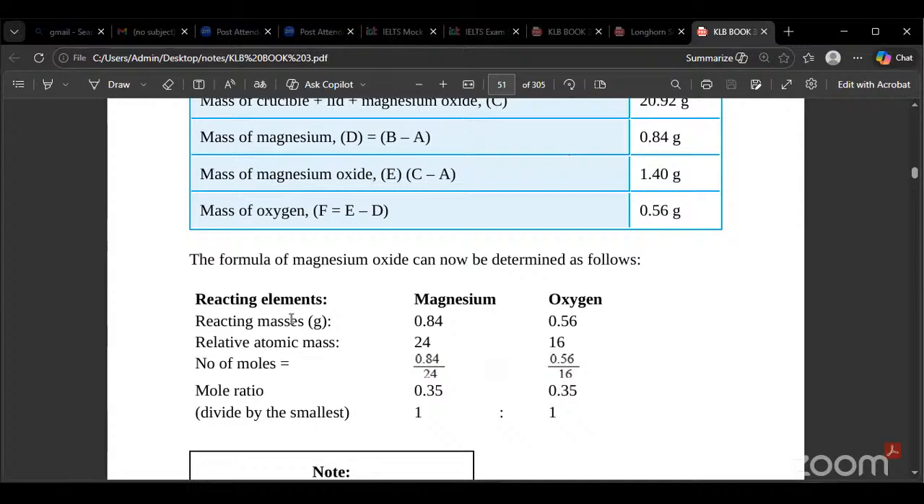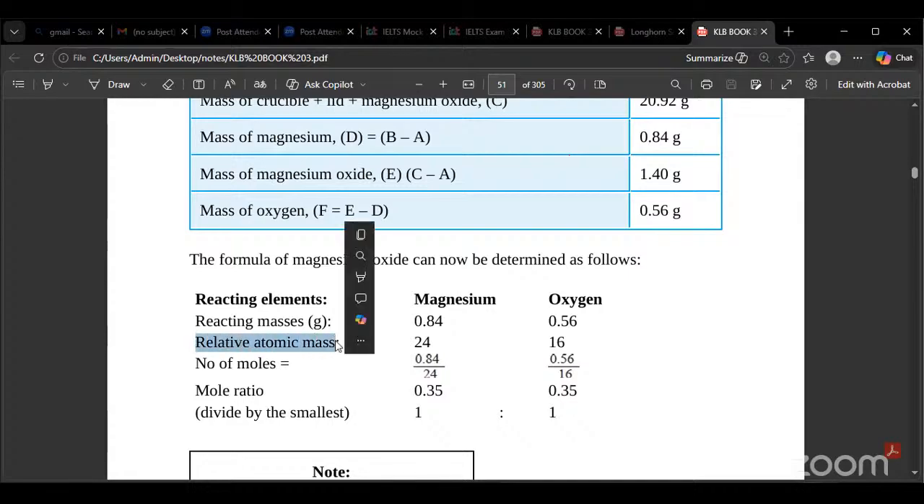So yeah, reacting masses in grams. We said grams. So you have 0.84 for magnesium and then 0.56 for oxygen. And then RAMs. Very important. I have said relative atomic mass. I have not said relative molecular mass or the relative formula mass, because that brings a little problem for students. So this one is very important.